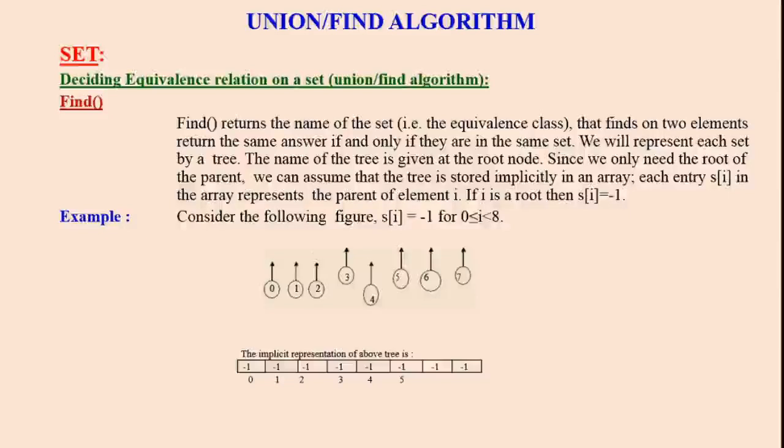For example, consider the following figure. S of I equals -1 for I between 0 and 8. The implicit representation of the above tree is expressed in the below figure.